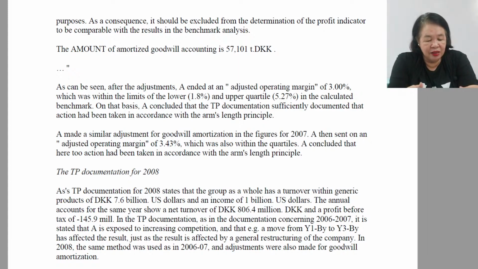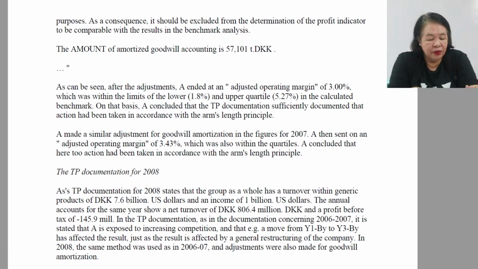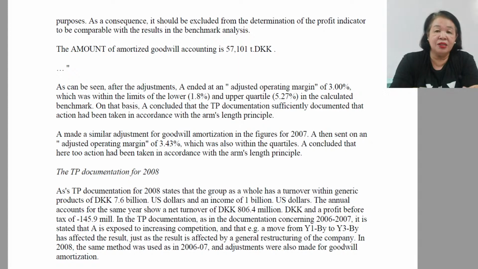As can be seen after the adjustments, A ended at an adjusted operating margin of 3%, no? Which was within the limits of the lower 1.8% and upper quartile 5.27% in the calculated benchmark. On that basis, A concluded that the TP documentation sufficiently documented that action had been taken in accordance with the arm's length principle. A made a similar adjustment for goodwill amortization in the figures for 2007. A then ended on an adjusted operating margin of 3.43%, which was also within the quartile.